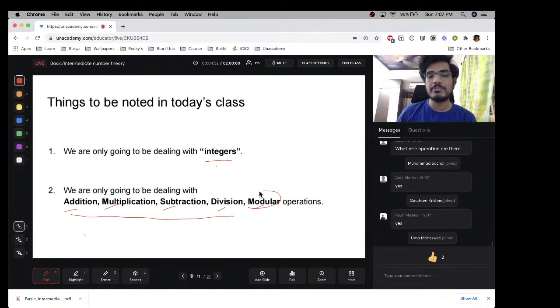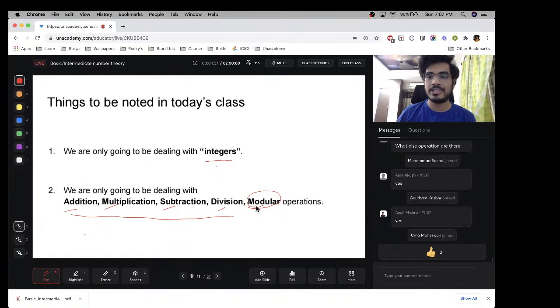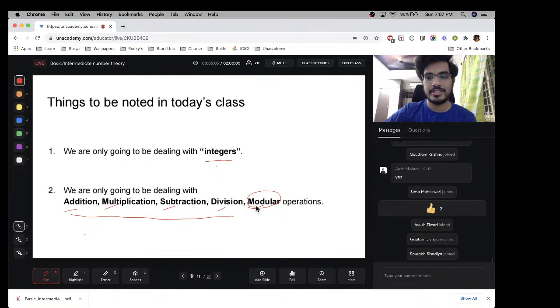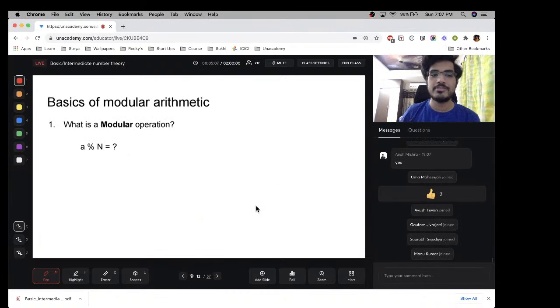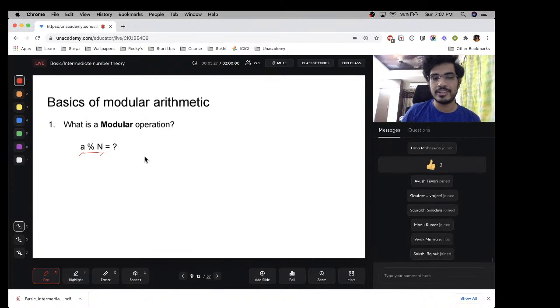Modular operation, some people might not know that because it's something that comes at college level. So some people might not know that yet. Most of you probably already know that. So let's go. So what is a modular operation? A modular operation is the remainder you get after dividing with n. Simple, right? Nothing complex. If you have two numbers a and n, a mod n is just the remainder you get after you divide it with n.